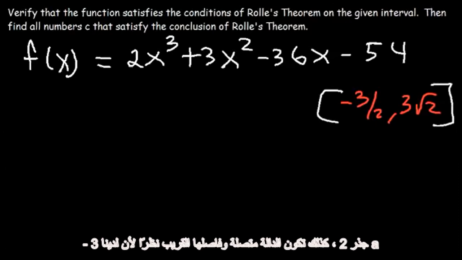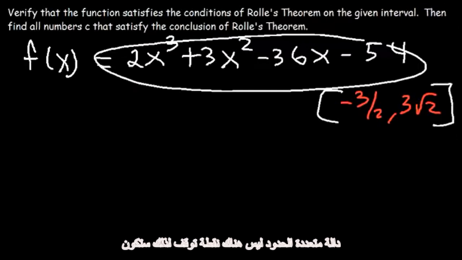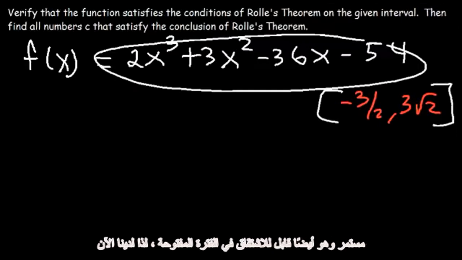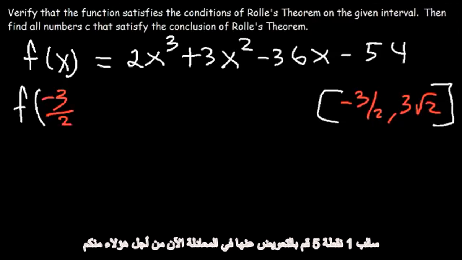So is the function continuous in this closed interval? Since we have a polynomial function, there's no points of discontinuity, so it's going to be continuous. And it's also differentiable on the open interval. So now we just have to see if f of a is equal to f of b. So what's f of negative 3 over 2, which is negative 1.5? Go ahead and plug it into the equation.